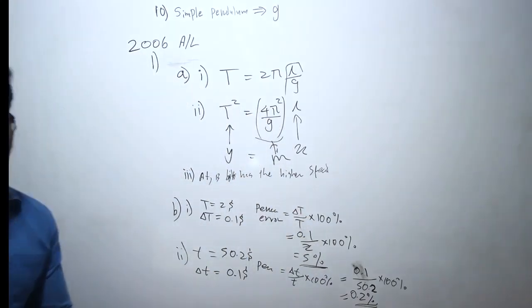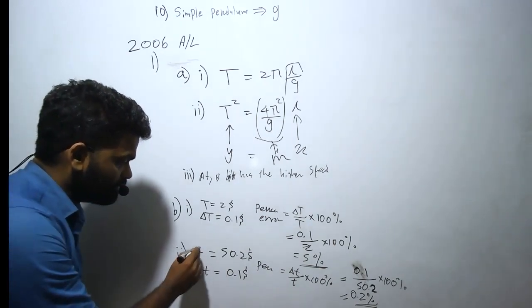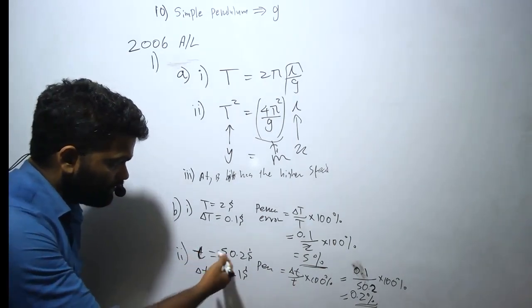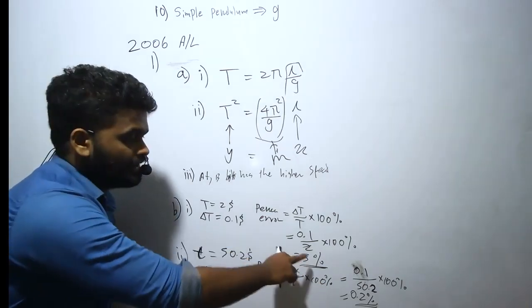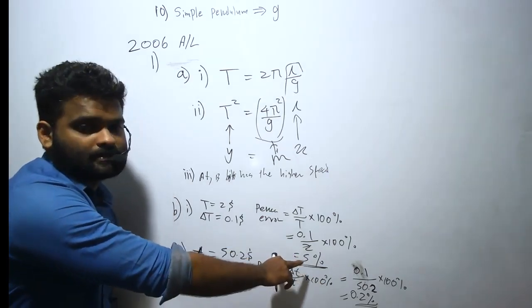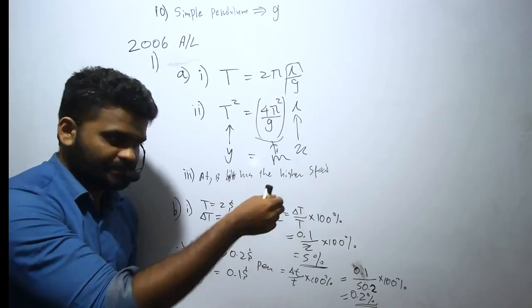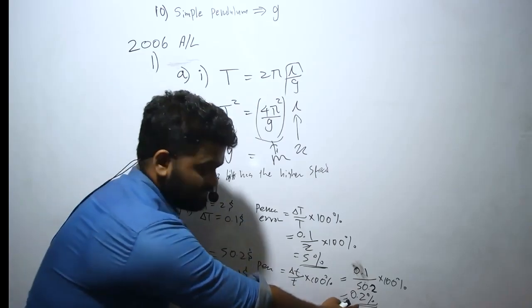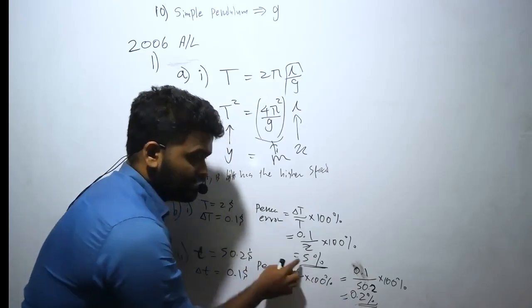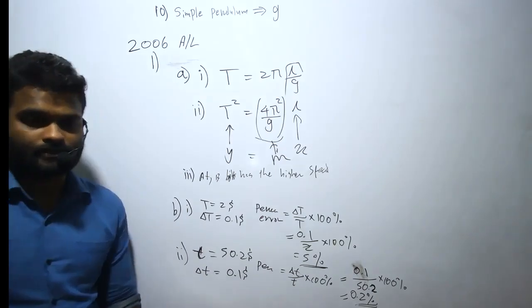That is the fractional error. For the measurement of 25 oscillations, fractional error is 0.2%. Here the fractional error is 5%. Okay. The recommended fractional error should be less than or equal to 1%, right? This is okay, 0.2. This is not. That's why we take 25 oscillations.